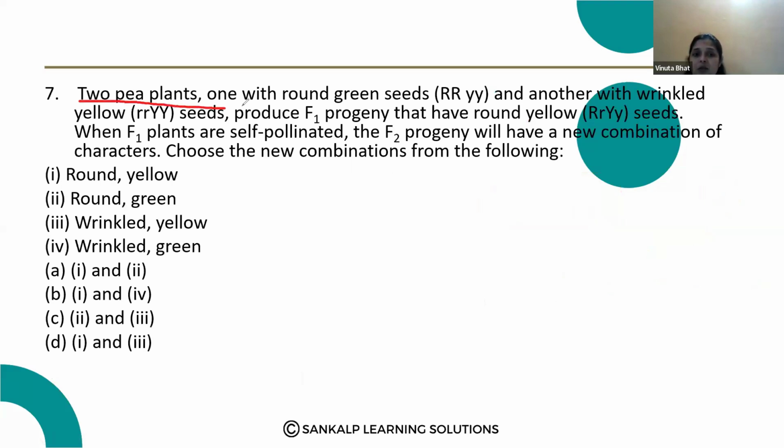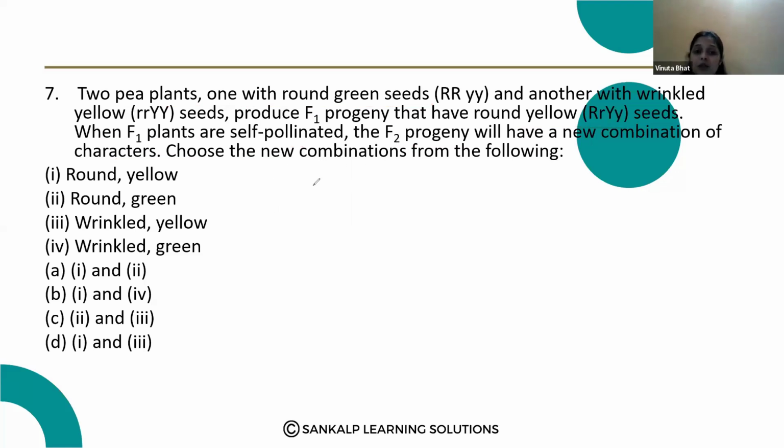Next question. Two pea plants, one with round green seeds and another with wrinkled yellow seeds, produce F1 progeny that have round yellow seeds. When F1 plants are self-pollinated, F2 progeny will have new combination of characters. Choose the new combination from the following. Here, the first F1 generation seeds will be round yellow seeds.